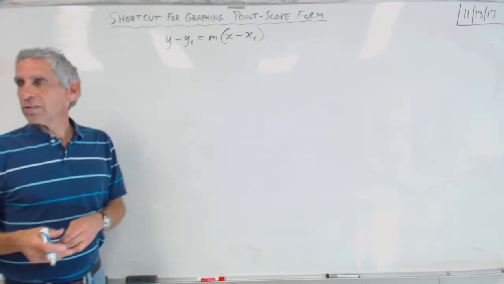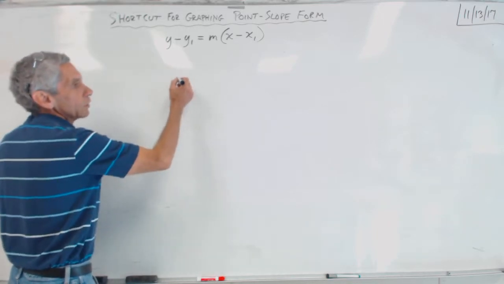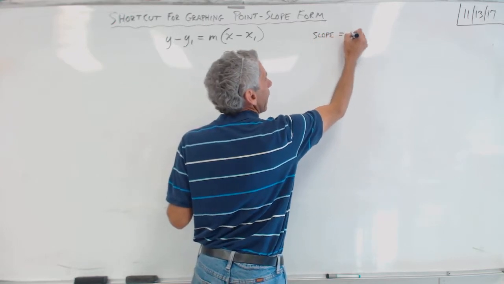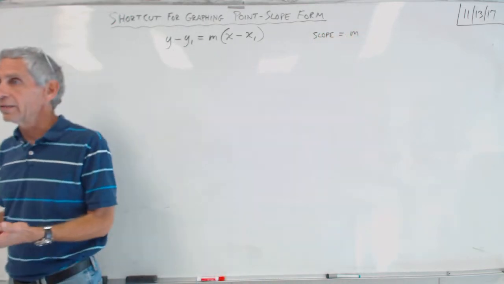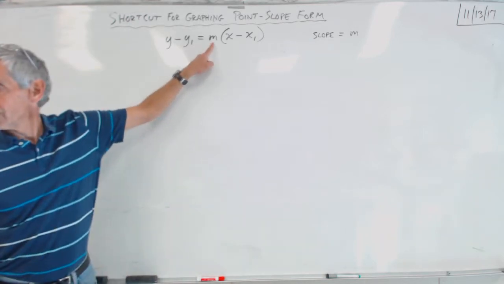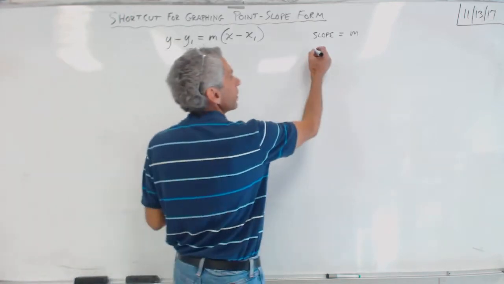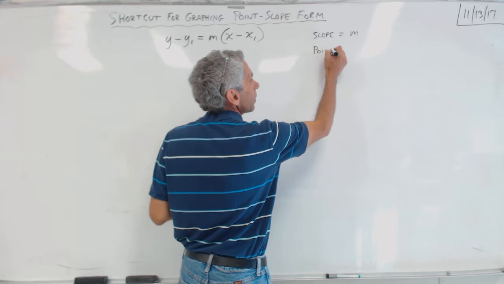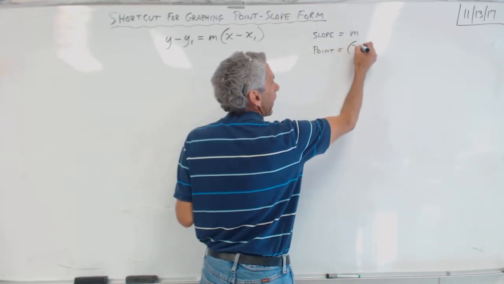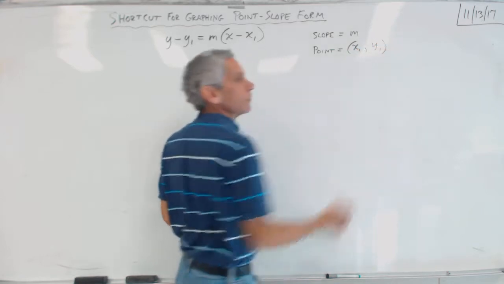All right, so now let's just talk about this equation for a second. Your slope is your m, just like in y equals mx plus b. That m is your slope. So it's the number in front of the parentheses. Now your point is x sub 1, comma, y sub 1.